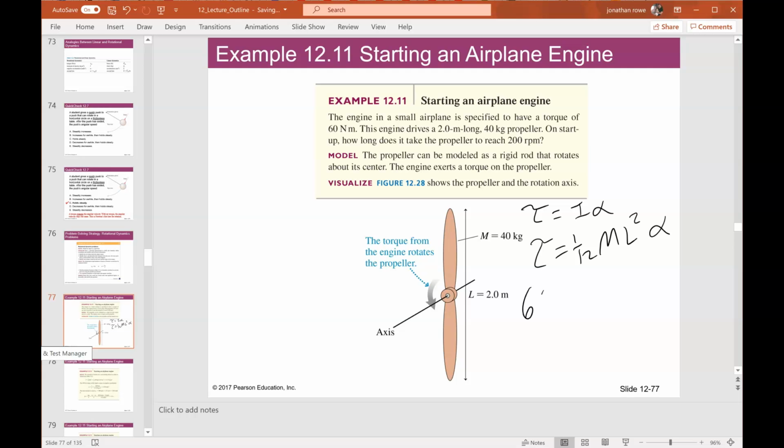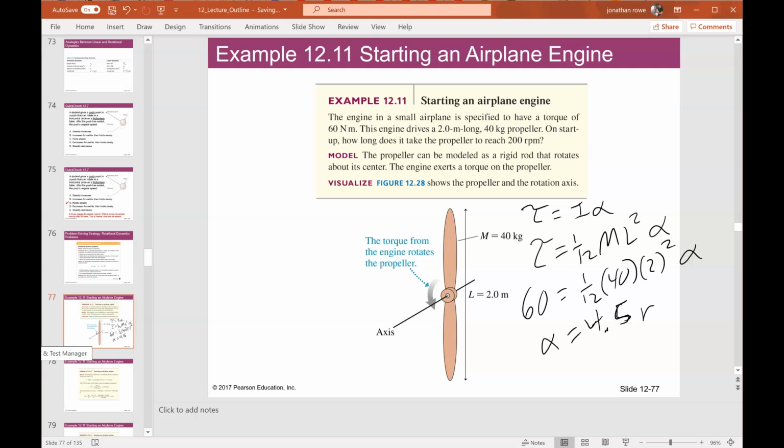It is 60. So that equals 1/12, M is 40, L is 2, and we can solve for alpha. All right, I paused it and calculated it. Alpha is 4.5.